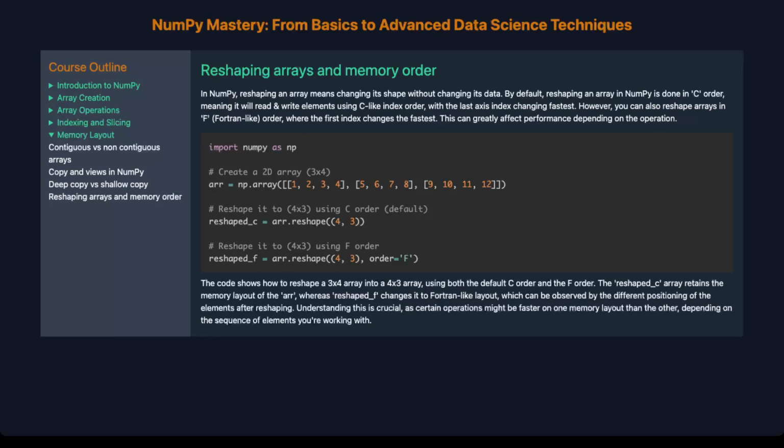The code shows how to reshape a 3x4 array into a 4x3 array using both the default C order and the F order. The reshaped C array retains the memory layout of the R, whereas reshaped F changes it to Fortran-like layout, which can be observed by the different positioning of the elements after reshaping.